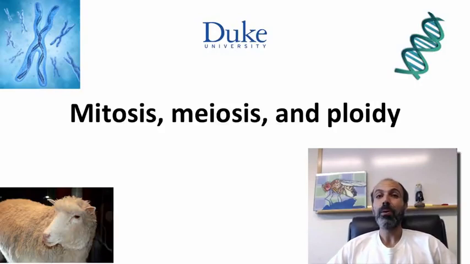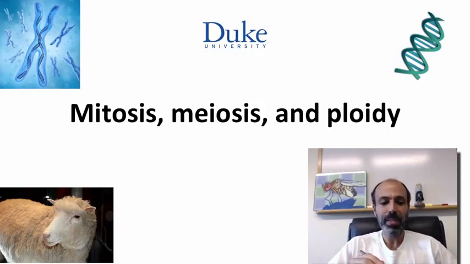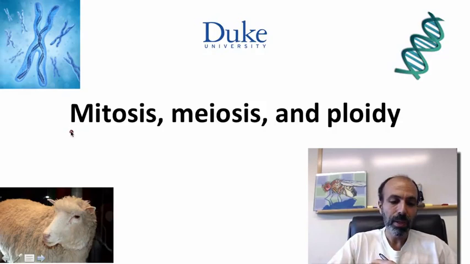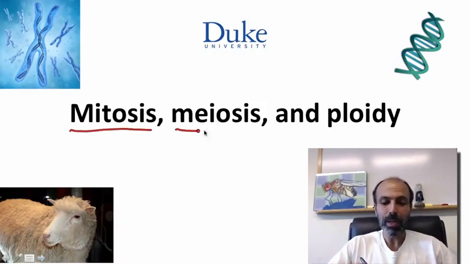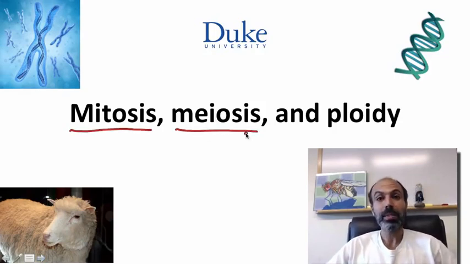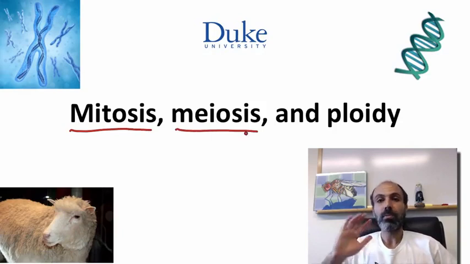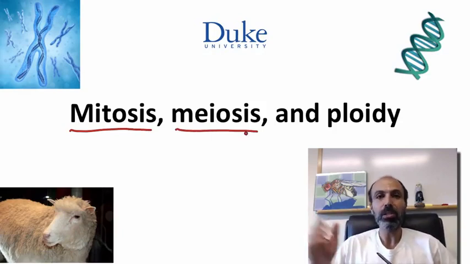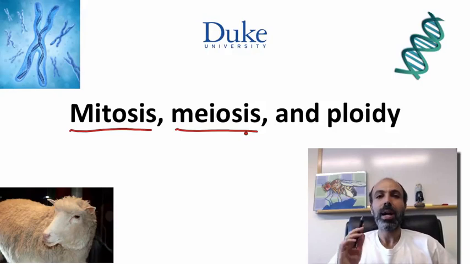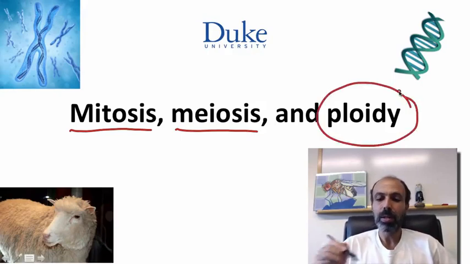In this video, I'll be talking about some basic processes for getting genetic material into new cells. So the two processes I'll be emphasizing in this mini video are mitosis and meiosis. I'm not going to talk about these in extensive detail. There's a lot of molecular parts to it, there's a lot of stages to it that I'm not really going to emphasize. I mostly just want you to understand these in the context of ploidy.